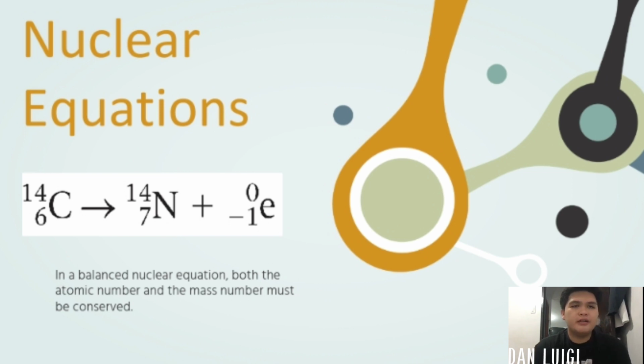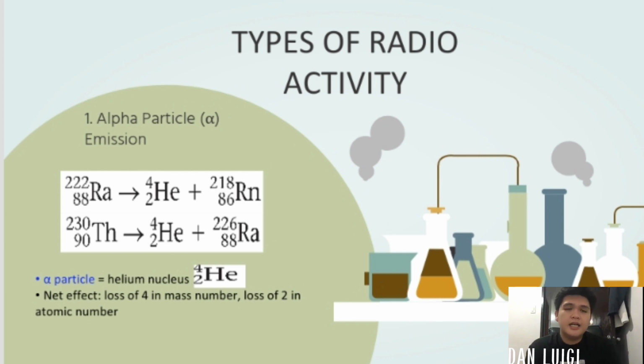Now, furthermore, to understand, there are types of radioactivity. First one in our list is the alpha particle emission, and the symbol of this is the small letter a. As we can see in the illustration, for example, radium yields helium 4, 2. The 2 is the atomic number, and the mass is 4, added by 218 and 86 radon.